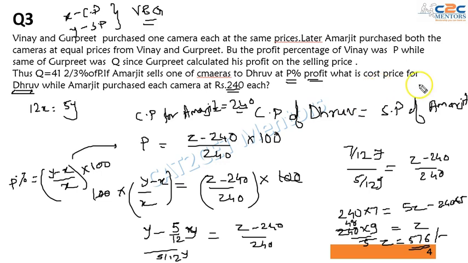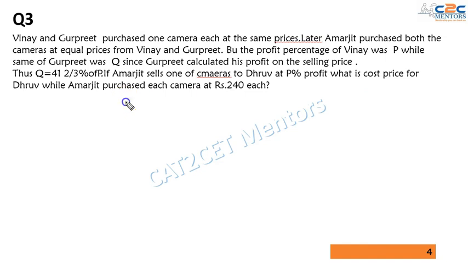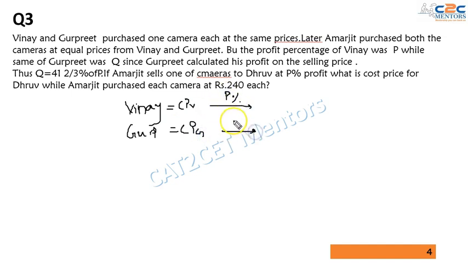This is the calculation part. I will explain this question once again. What has happened actually? Vinay and Gurpreet bought. This is CP for Vinay. This is CP for Gurpreet. He sold at P percentage. He sold at Q percent. Now we are given that both of them purchased at an equal price. So the cost price for both of them is equal.